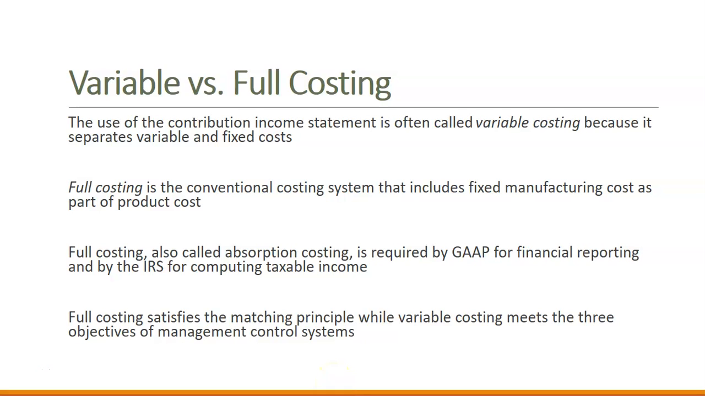The last thing that we cover in chapter 18, or I guess one of the last things, because we're also going to talk about a balanced scorecard, is variable versus full costing. So full costing is the costing that we've been looking at from everything to here. The contribution income statement is often called variable costing because it separates those variable and fixed costs.